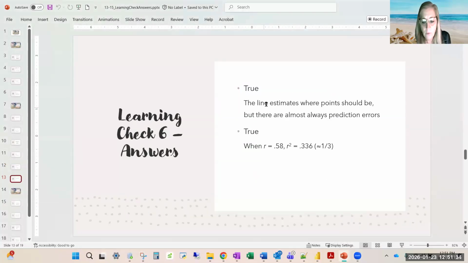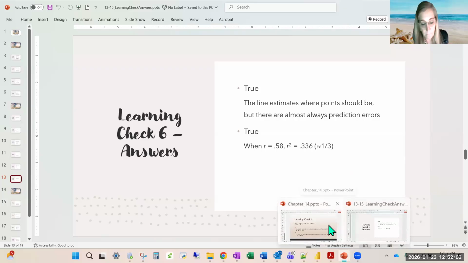All right, the first one is true. The line estimates where points should be, but there are almost always prediction errors, right? You never have a perfect relationship. You never have all of the scores falling directly on the line. There's always some error. Also, the other one is true. Remember, we look at the percentage of variance by squaring R, and it would indeed come to about 1/3.